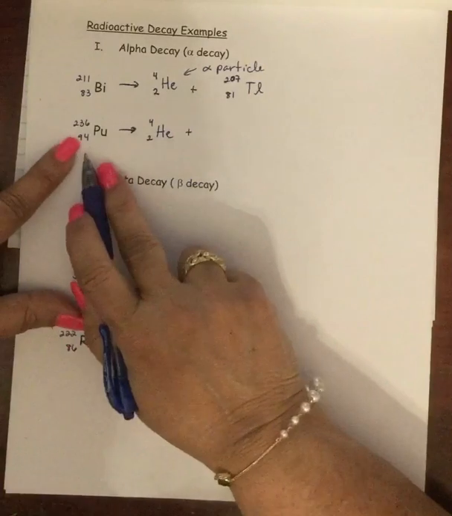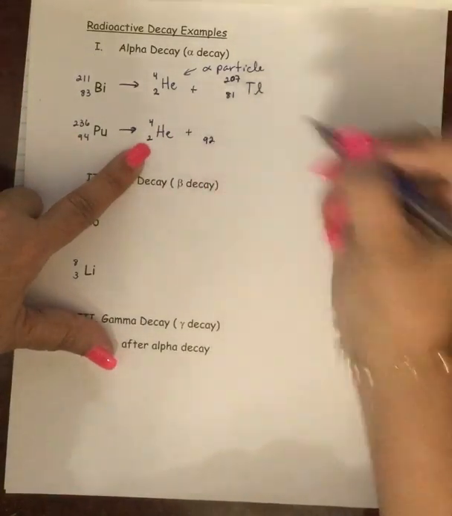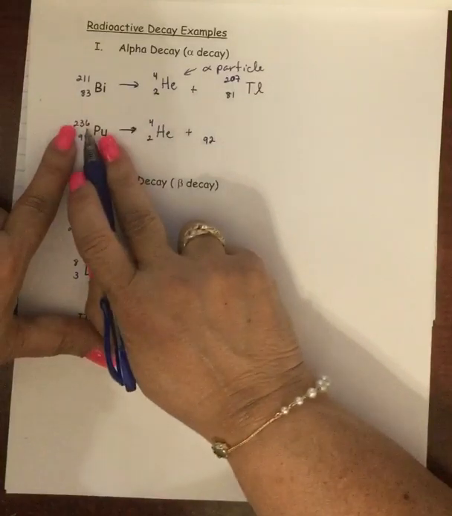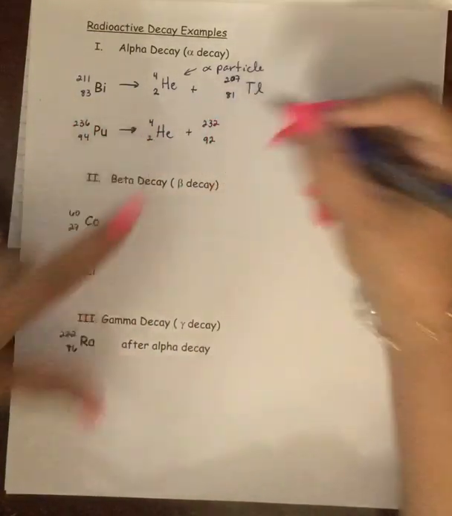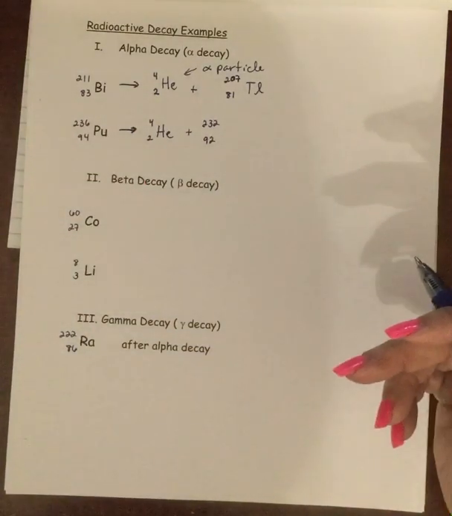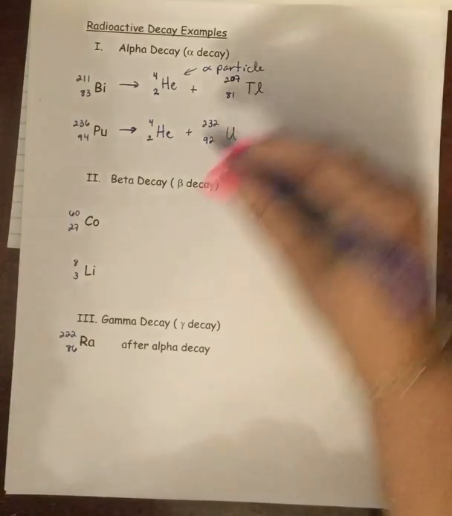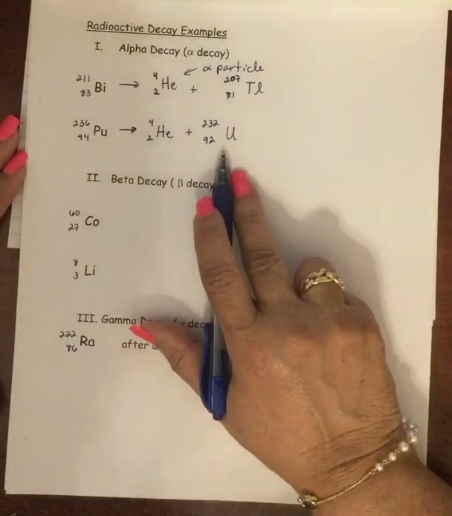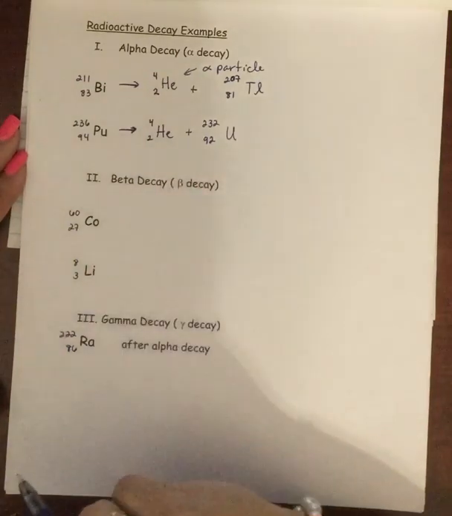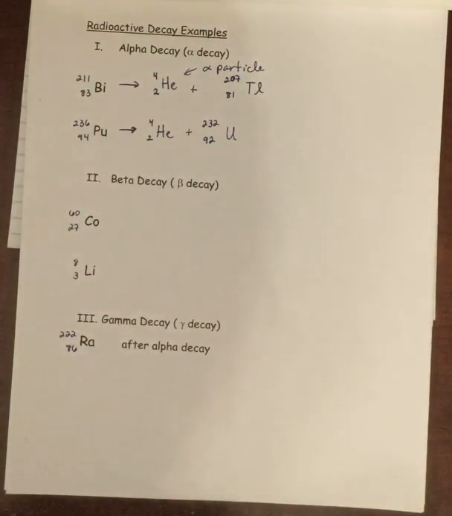So we're going to take 94 minus 2, that gives us 92. And 236 minus 4, which gives us 232. And 92, I'm pretty sure, is uranium. It is. So your plutonium transmutated into uranium by giving off an alpha particle. And so that is alpha decay in a nutshell.